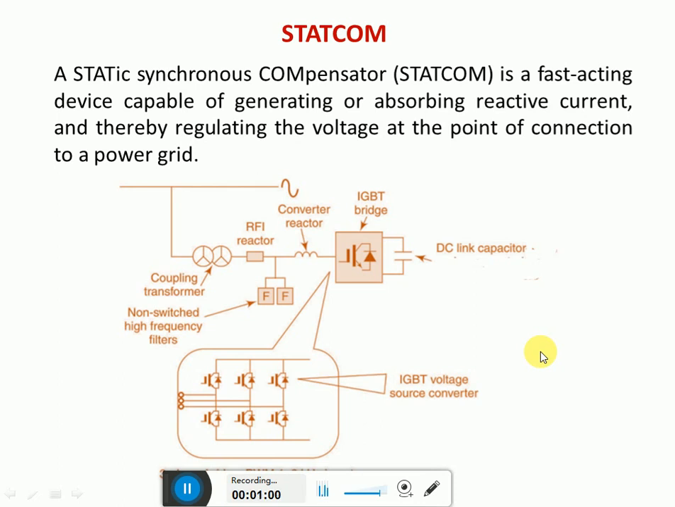So what does that actually mean? As it is a shunt connected device, there will be a common point where the STATCOM will be connected. At that point this device is able to regulate or control the voltage. Now how is that control of voltage possible with the help of STATCOM? By regulating the reactive current or reactive power at that node, or we can say bus.